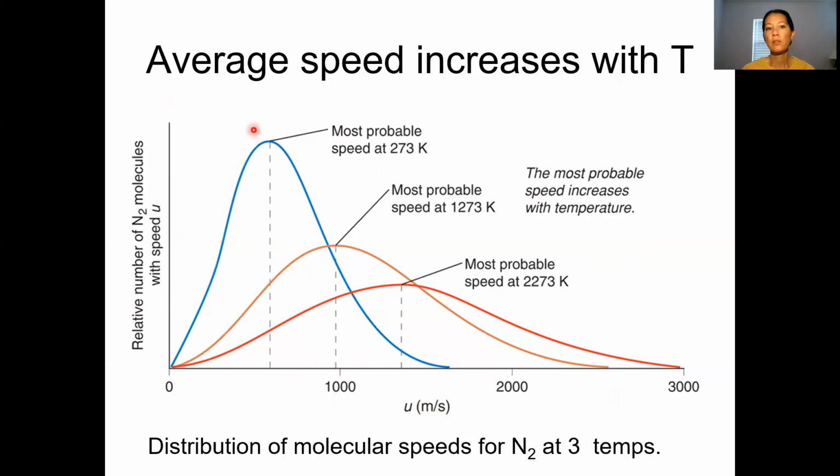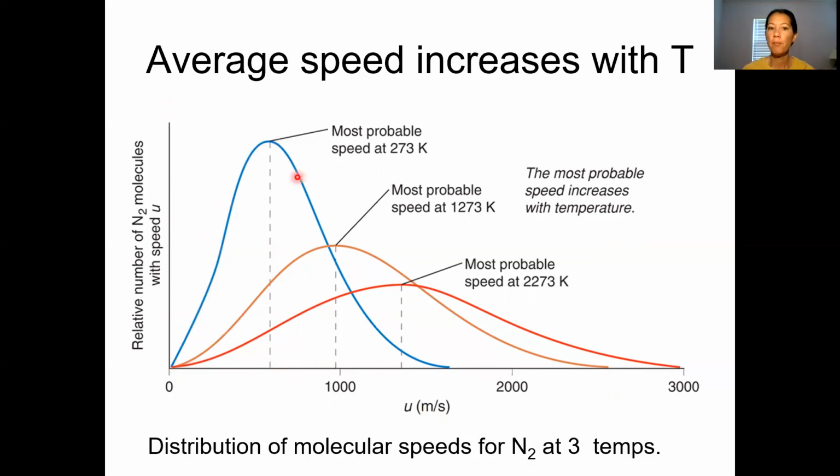So each of these colored curves corresponds to a different temperature. The blue is the lowest temperature of 273 Kelvin, which is 0 degrees C. The most probable speed is maybe around 600 meters per second.